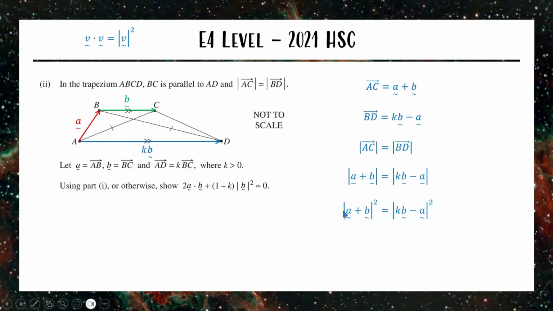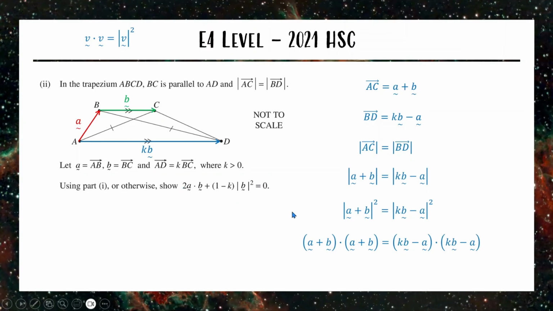So we're going to write the left-hand side as a plus b dotted with itself, dotted with a plus b, which looks pretty scary. The right-hand side, the magnitude of a vector squared is equal to its dot product with itself. Now we're going to try and expand this and make it look nice, like the target here for 3 marks.